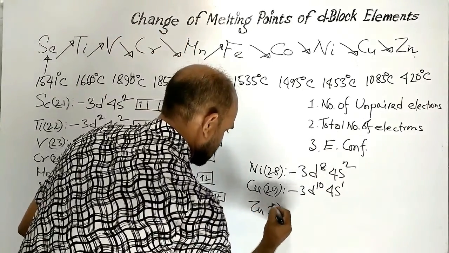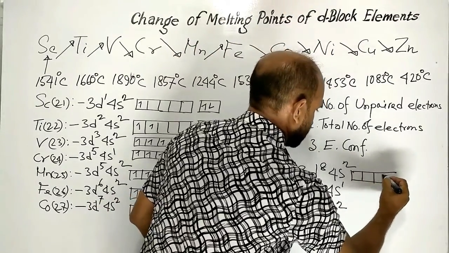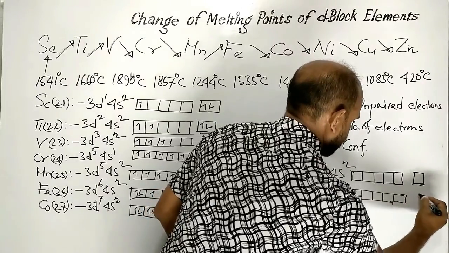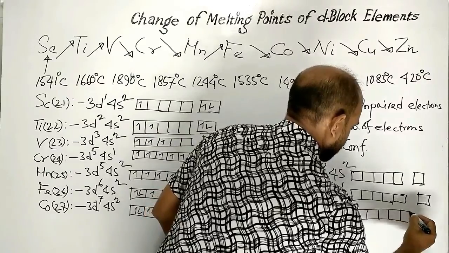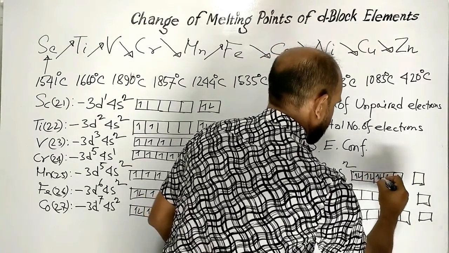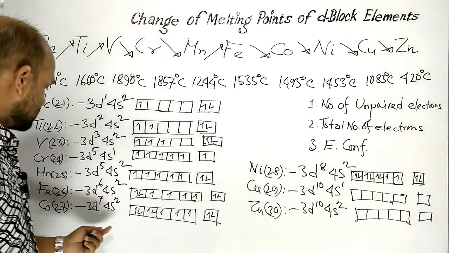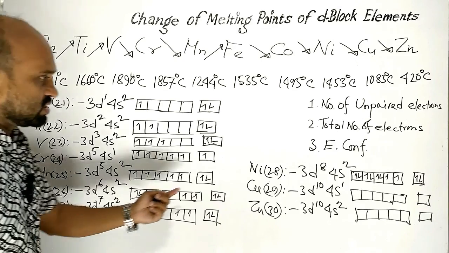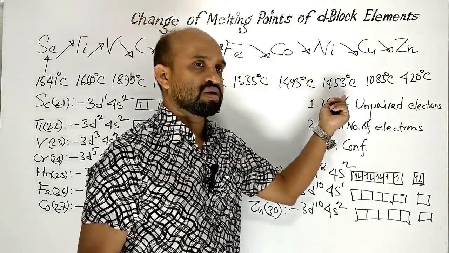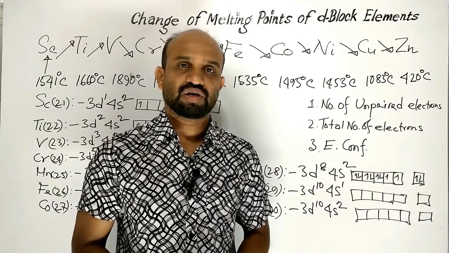Now zinc, 30: 3d10 4s2. Let's write the box system, 1 2 3 4 5 for the d orbitals and the s orbital. 3d orbitals contain 8 electrons, 1 2 3 4 5 6 7 8, and the s orbital has 2 electrons. In the case of nickel, the number of unpaired electrons decreases more than cobalt. So the melting point of nickel decreases from cobalt. Cobalt's melting point is 1495 degrees Celsius, but nickel's melting point is 1453 degrees Celsius, because in the case of nickel, the number of unpaired electrons decreases.